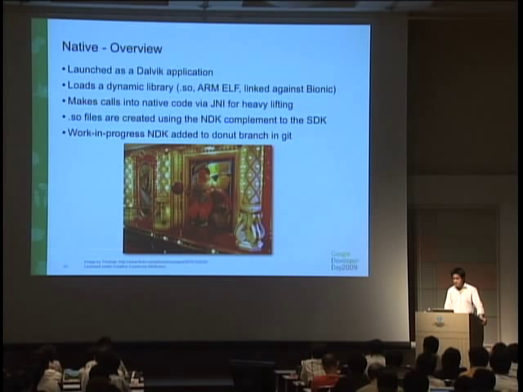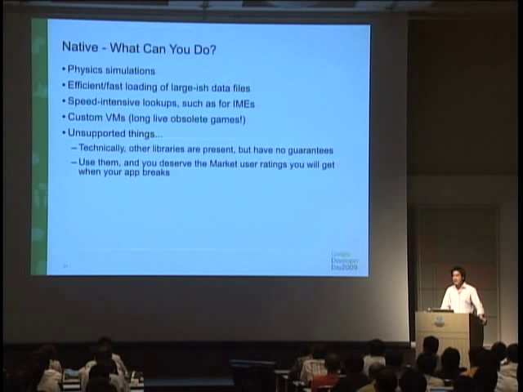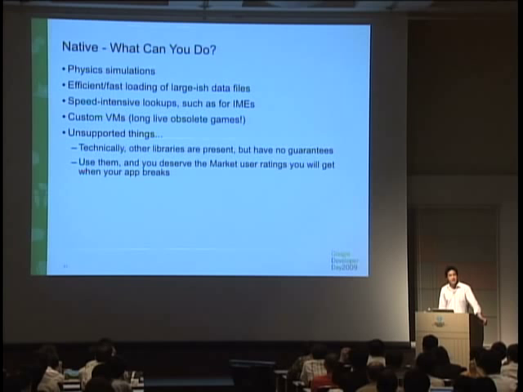With native code, what can you do? Well, you can do things like physics simulations. You can quickly load large data files. Generally, you can do things that are speed intensive, perhaps something like a lookup for an IME, because you're sensitive to the time it takes for it to complete. You could maybe also write a custom virtual machine.